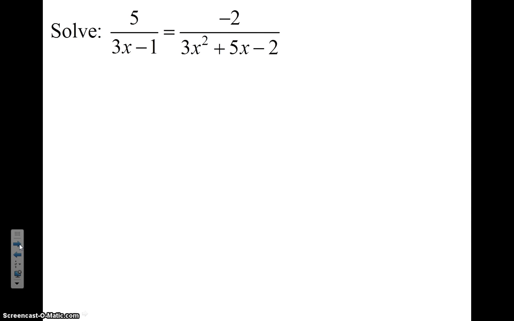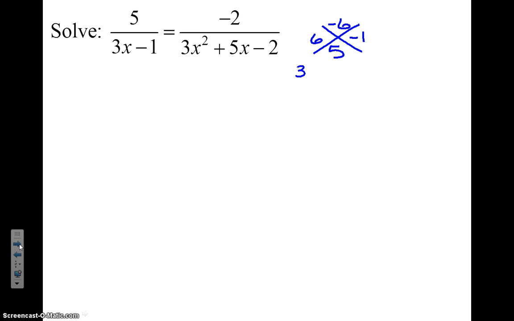So the first thing that we're going to do here is try and factor our denominators if possible. Nothing really to factor in the first denominator, but we want to try and factor the second denominator. And so I'm going to use my A times C, so 3 times negative 2 is negative 6. I'm trying to get two numbers that multiply to be negative 6 and add up to be 5. In this case, it's going to be a positive 6 and a negative 1.